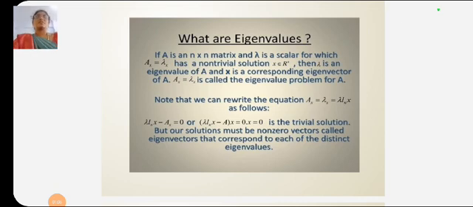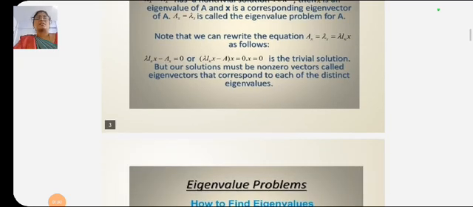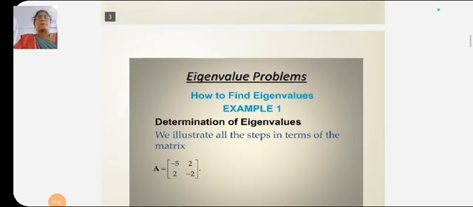Note that we can rewrite the equation Ax equal to lambda x. Now lambda I x minus A x equal to 0, or (lambda I minus A) x equal to 0. x equal to 0 is the trivial solution, but our solution must be non-zero vectors, called eigenvectors, corresponding to each of the distinct eigenvalues.